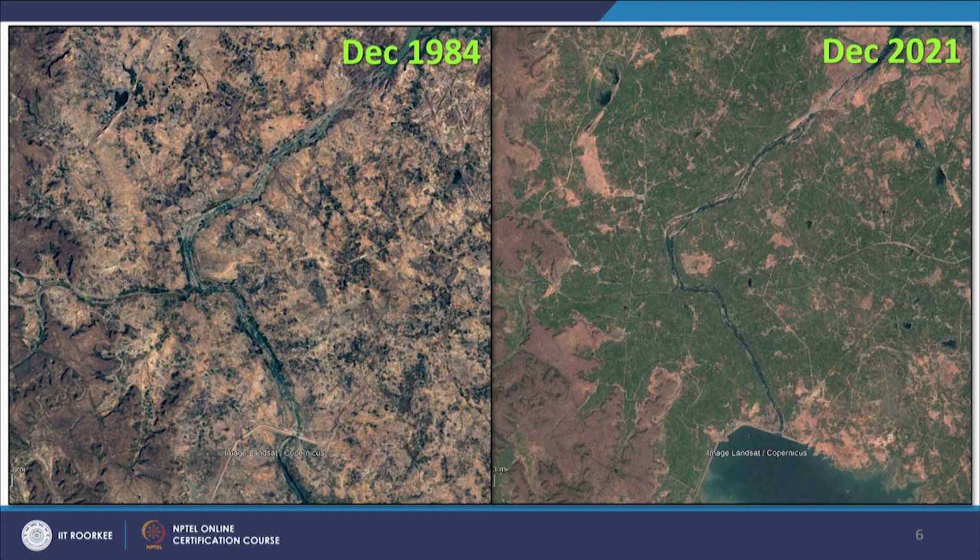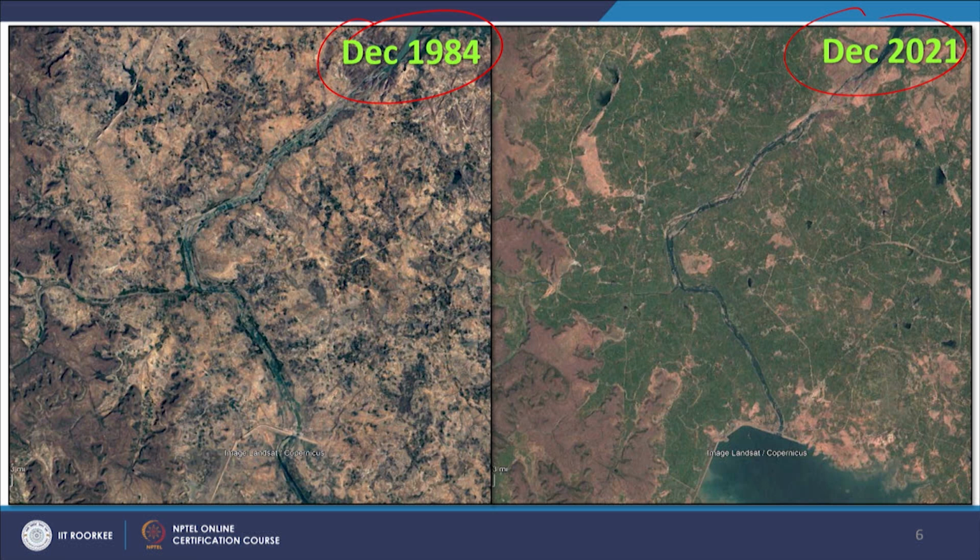Now, I am showing two images, 1984 and 2021. Of course, these are from two different satellites, but area-wise it is the same, georeferenced in the same manner. What do you see? See this river, both are December images, and see the greenery in December 2021 compared to what was in 1984. There was no reservoir, there was no checking of water, the entire rainwater was going as surface runoff.